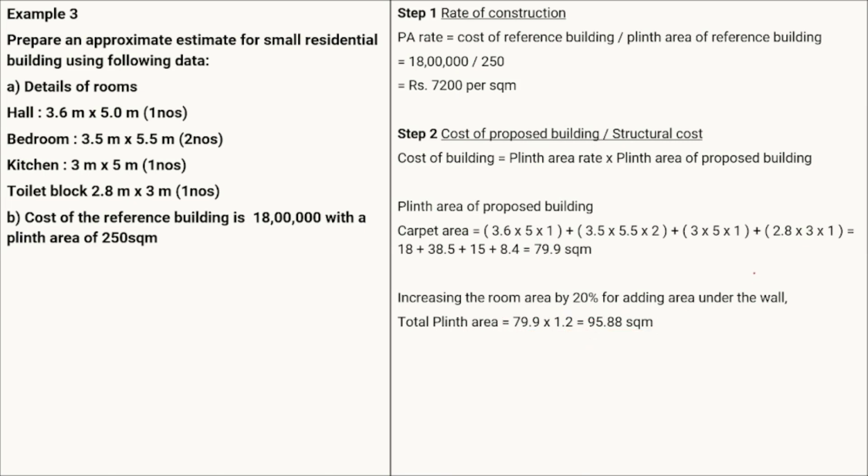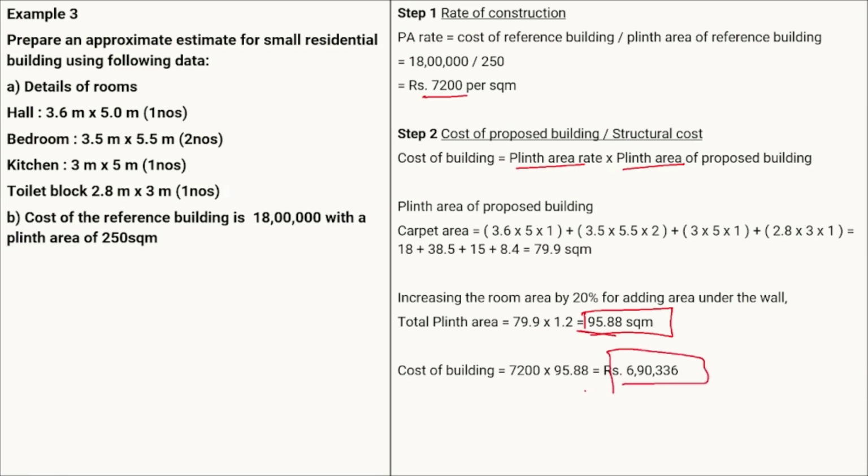Okay, now we have the plinth area of the proposed building, as well as we have the plinth area rate. We can calculate the cost of the building. So the cost of the building is equal to plinth area rate, which we have calculated as 7200, multiplied by the plinth area of the proposed building, which is 95.88. That will give us the cost of the building as 6,90,336.